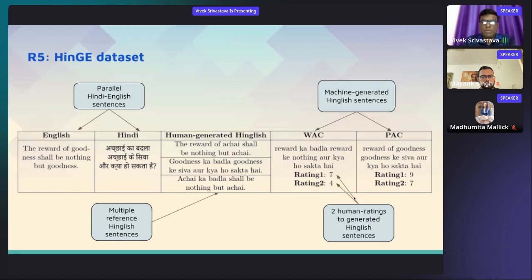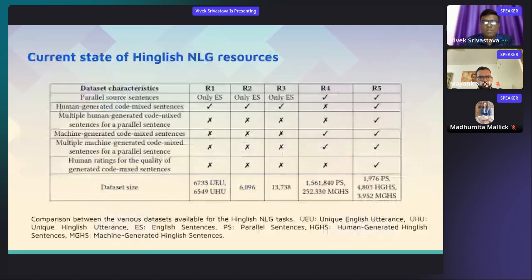This is an example of what we got towards the end of this process. We have the English-Hindi parallel sentence pair. We have human generated sentences, which can be more than 2 and at least 2. And we have 2 different sentences generated by 2 different algorithms, and corresponding to these sentences, we have rating scores assigned by 2 different annotators. So this is how this data set looks.